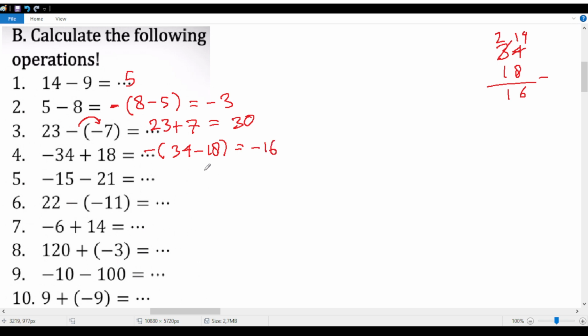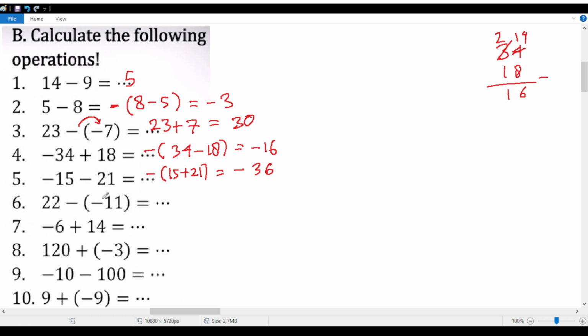Next, how to do this? It is the same problem. You have to change the sign. This is 15 plus 21. Okay, so it's 5 plus 1 is 6, 1 plus 2 is 3, so this is 36, and it is minus 36.